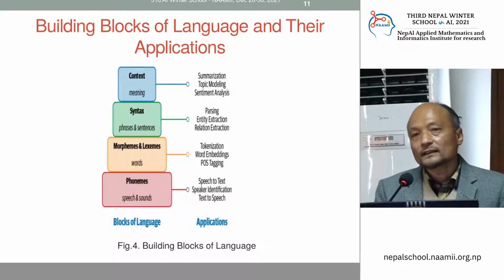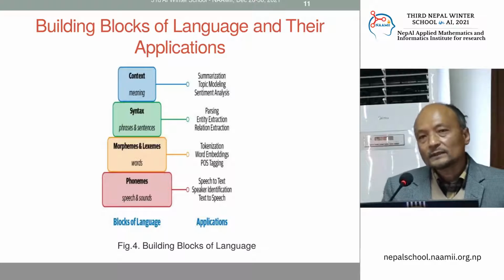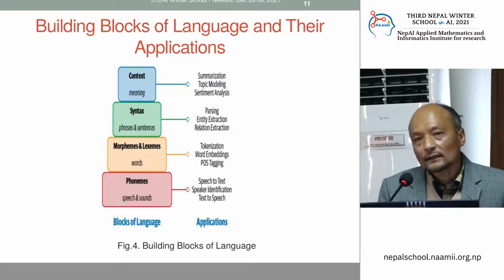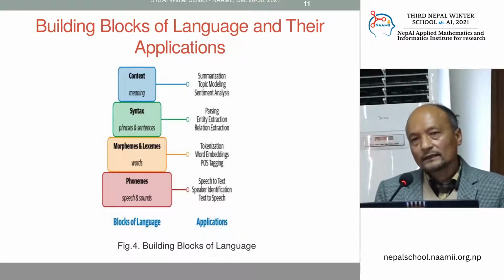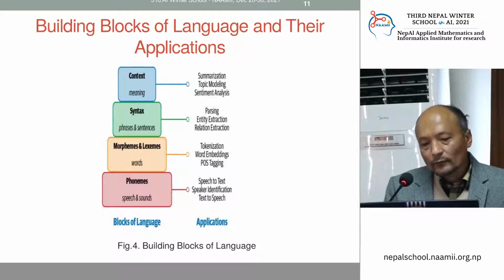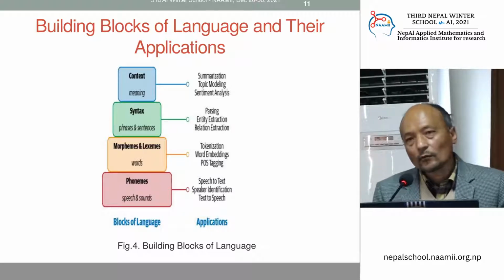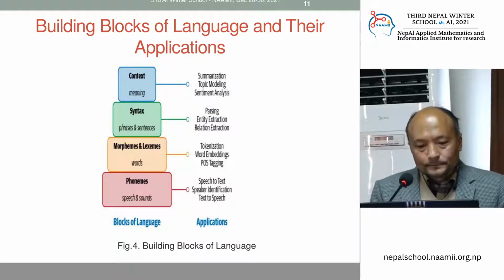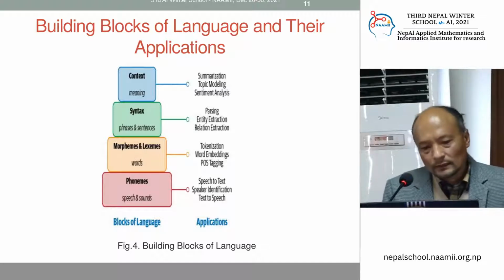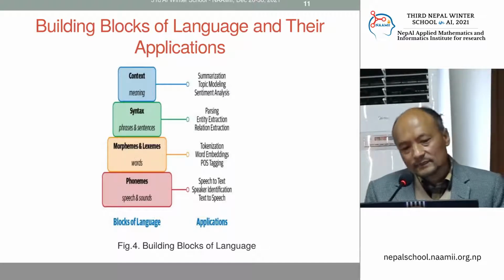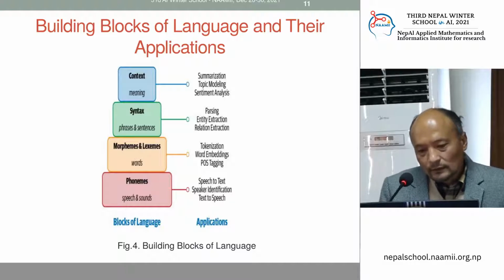Once this speech is transcribed to text, then we have analysis at the word level, where we have morphemes and lexemes. A morpheme is the smallest meaningful unit of a word, right? Morphemes and lexemes are basically words, right?